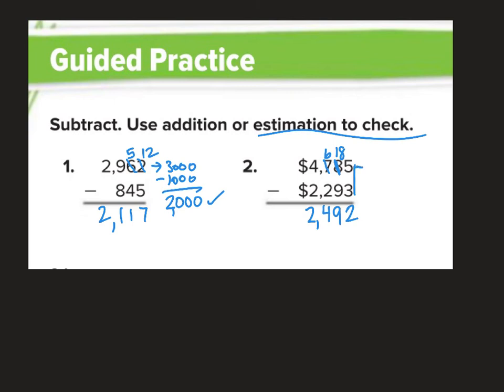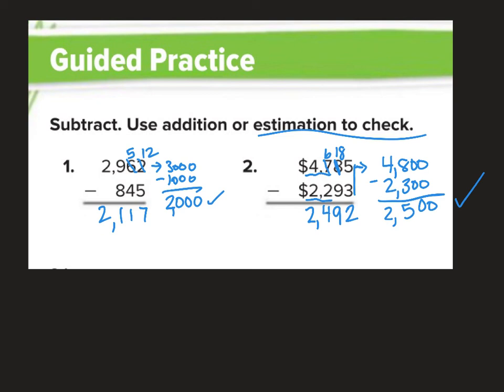Let's say this one's about 4,800 minus 2,300. 8 minus 3 is 5. 4 minus 2 is 2. Is our answer about 2,500? Yes, it is. Check.